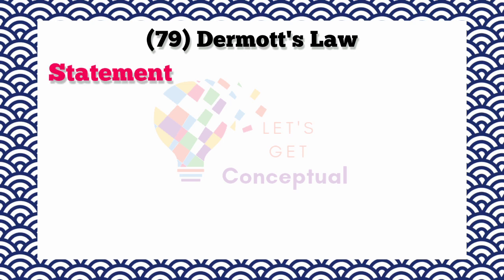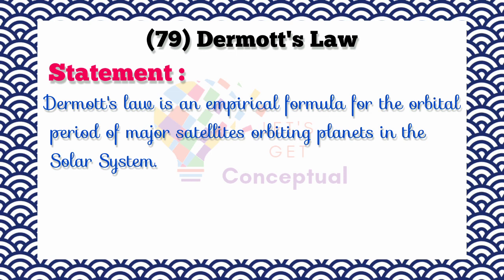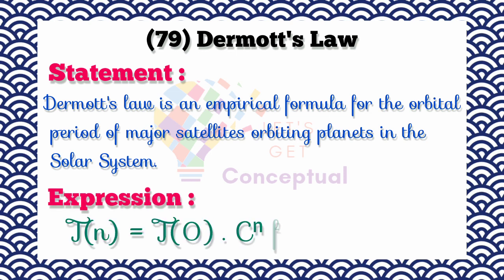Number 79. Titius-Bode law. Statement: it is an empirical formula for the orbital period of major satellites orbiting planets in the solar system. Expression: Tn equals T0 times C^n for n equals 1, 2, 3, and so on.